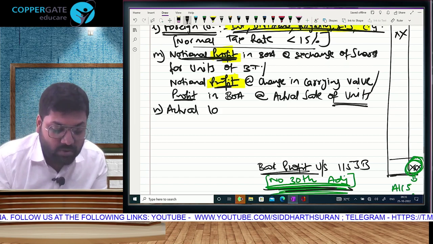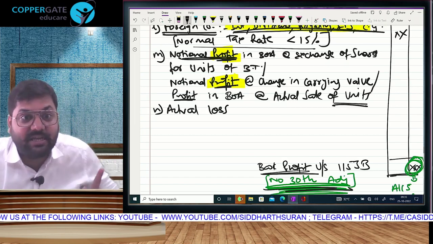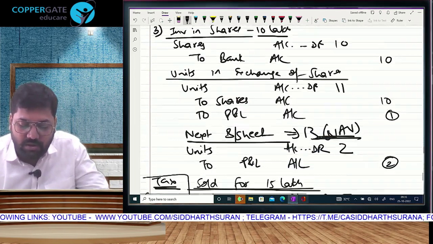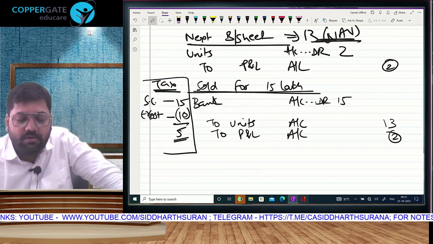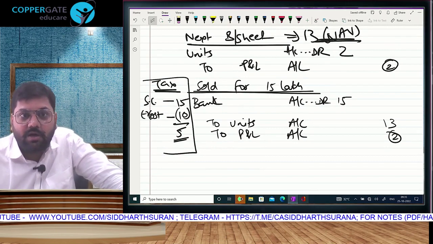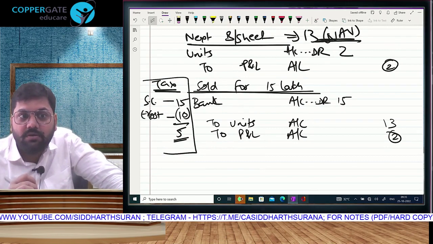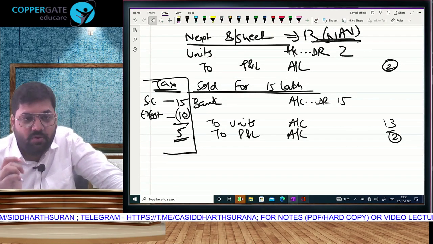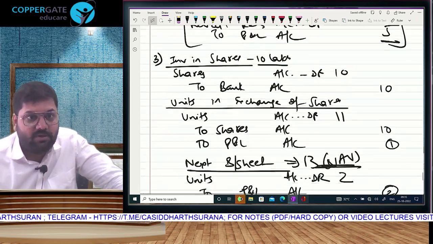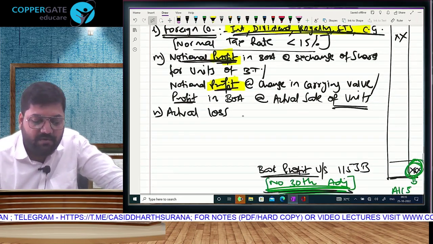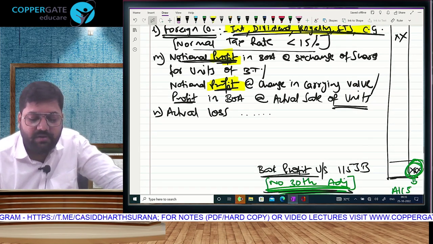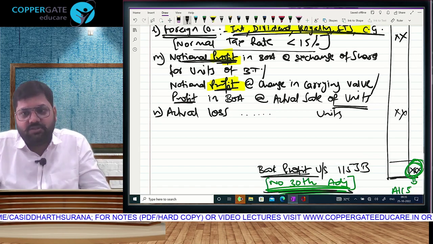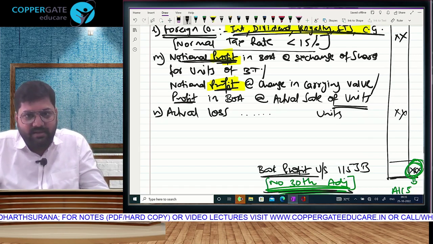Actual loss. Matlab suno, as per accounts nahi, as per accounts to we will disallow. Dekho, in this case, if I had sold not for 15 but for 9 lakhs, then accounts would have shown loss of 4. But actual loss is not 4, it is only 1 because purchase price was 10. So loss as per accounts to we will disallow. But loss as per tax ka benefit we have to give. So actual loss at the time of sale of units. Actual profit will be added and actual loss will be subtracted. Is that understood?